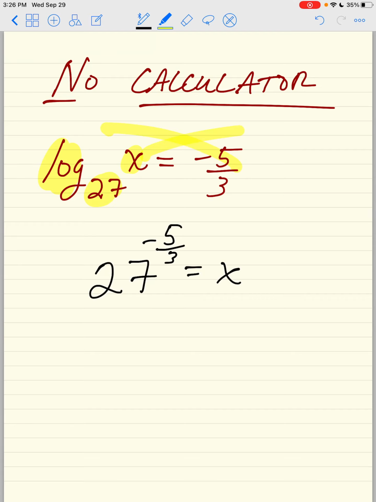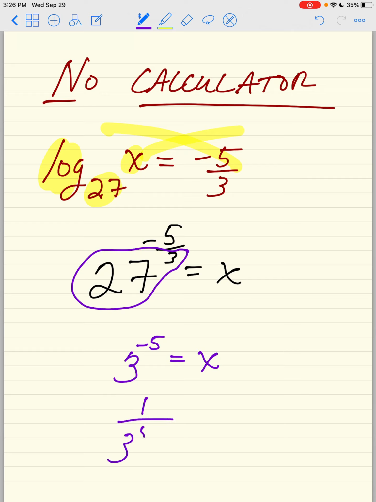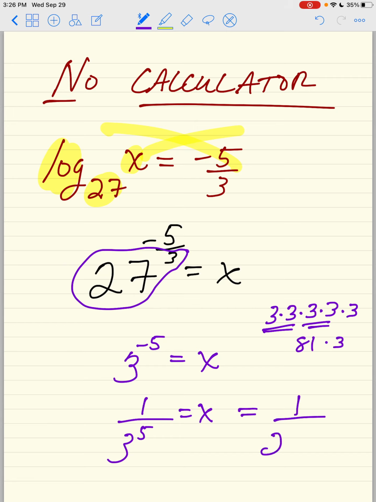You're going to lift and shift. How do I read this? No calculator. How do I read this? What number do I multiply 3 times to give me 27? That's 3. And then 3 to the negative 5. Well, that's going to be 1 over 3 to the 5th. And remind yourself what that means. It means 3 times 3 times 3 times 3 times 3. That's 9. That's 9. So that makes 81. 81 times 3. So that's going to be 1 over 243.